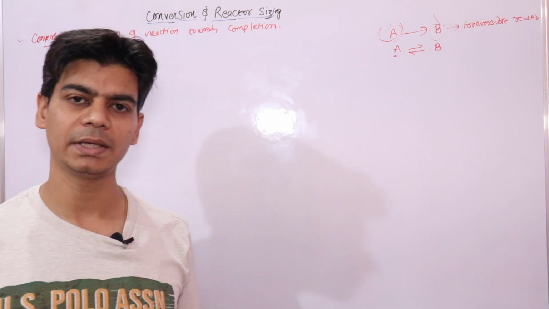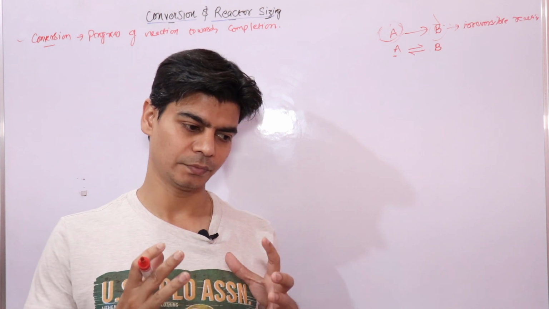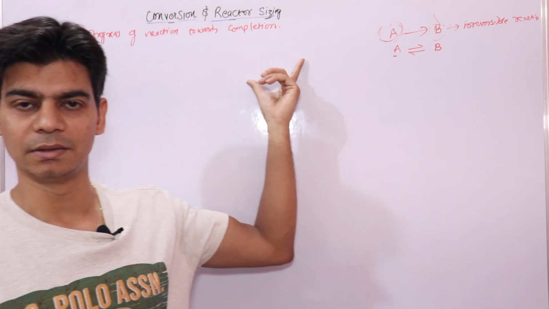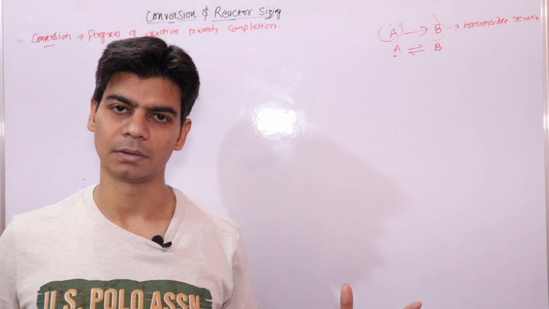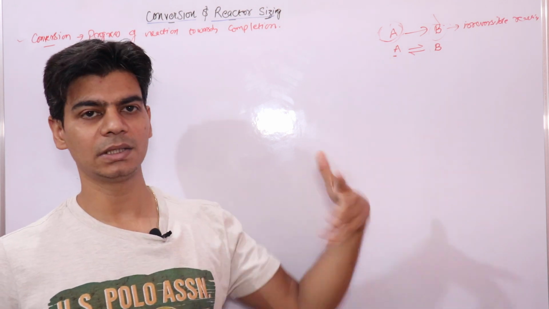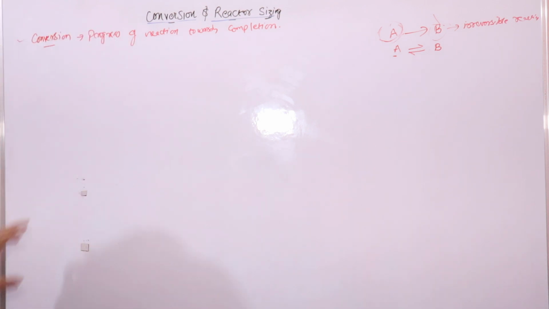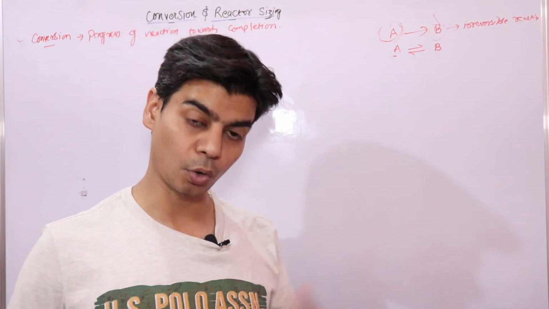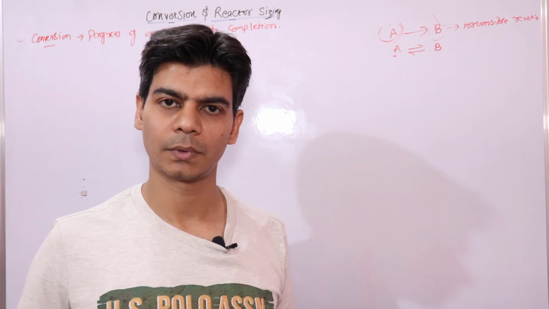And if you can quantify this statement, progress of reaction, then what we get is the conversion. That's what the conversion is. Conversion simply means conversion of reactants into products. So if you can quantify this, or you get a mathematical form of this progress of reaction, then what you get is the conversion.